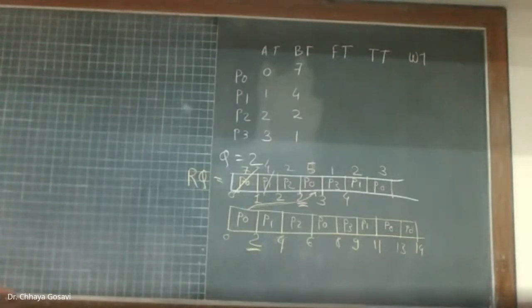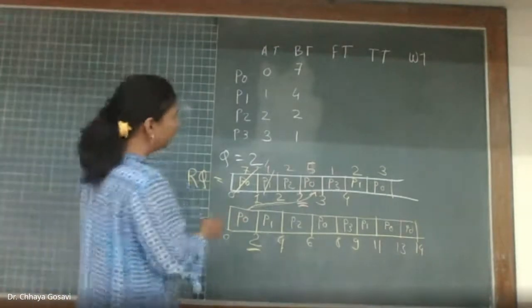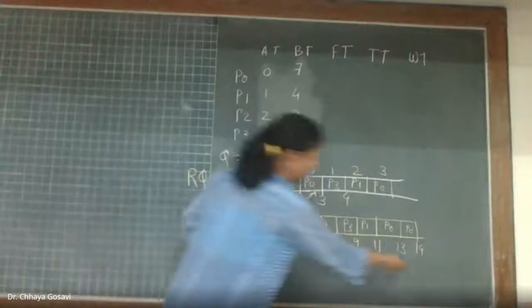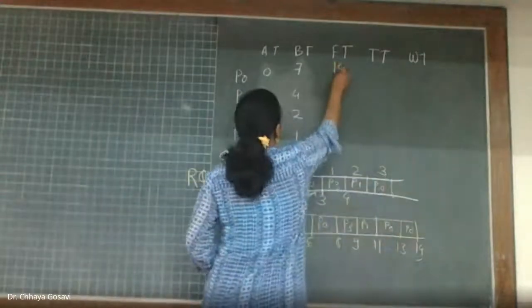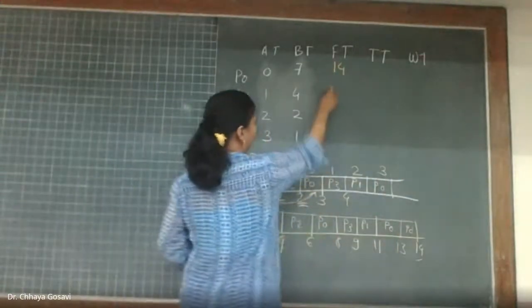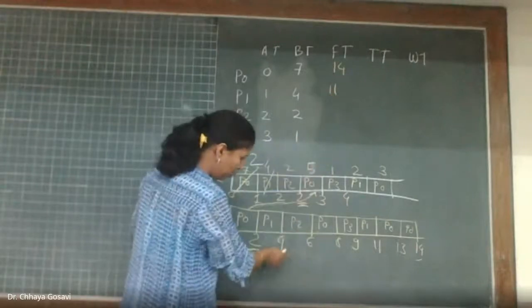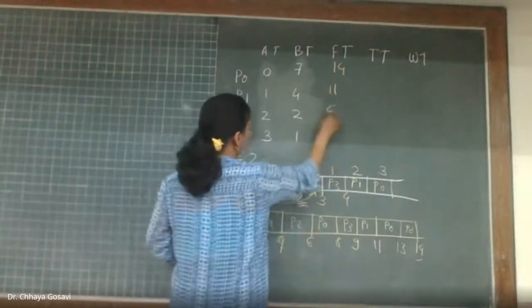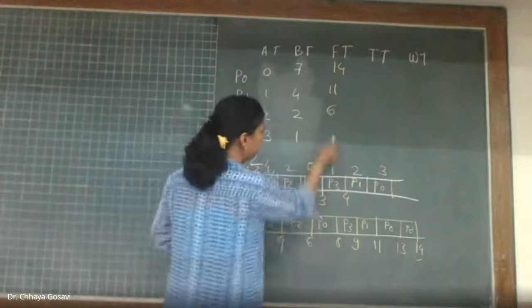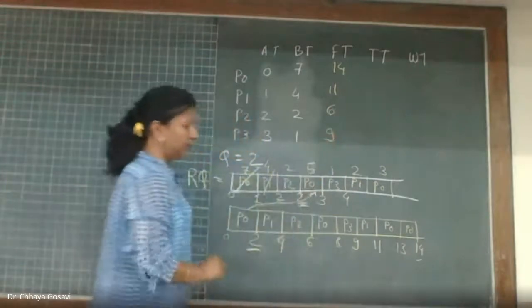Any queries in round robin algorithm? Now you have to calculate finish time. Finish time for P0 is 14. For P1, 11. P2, 6. And for P3, it is 9.